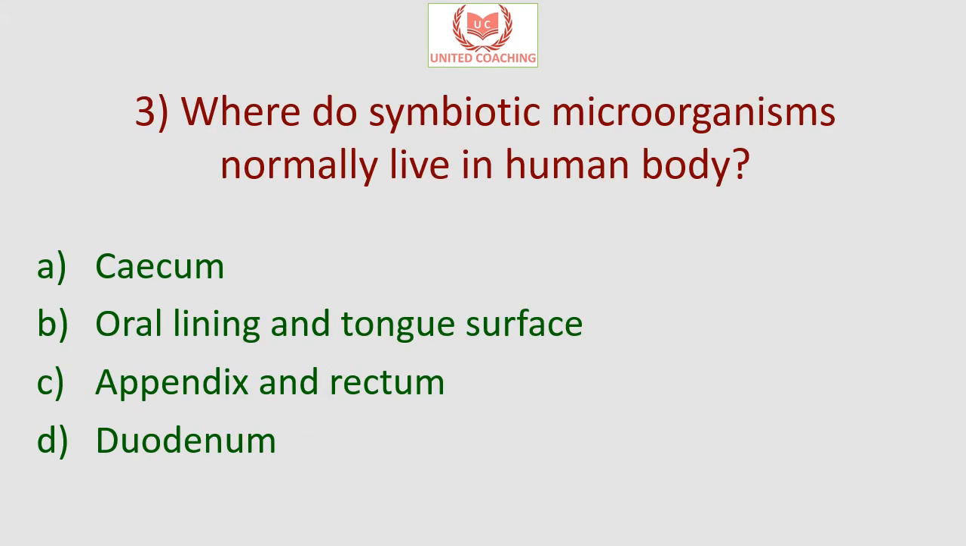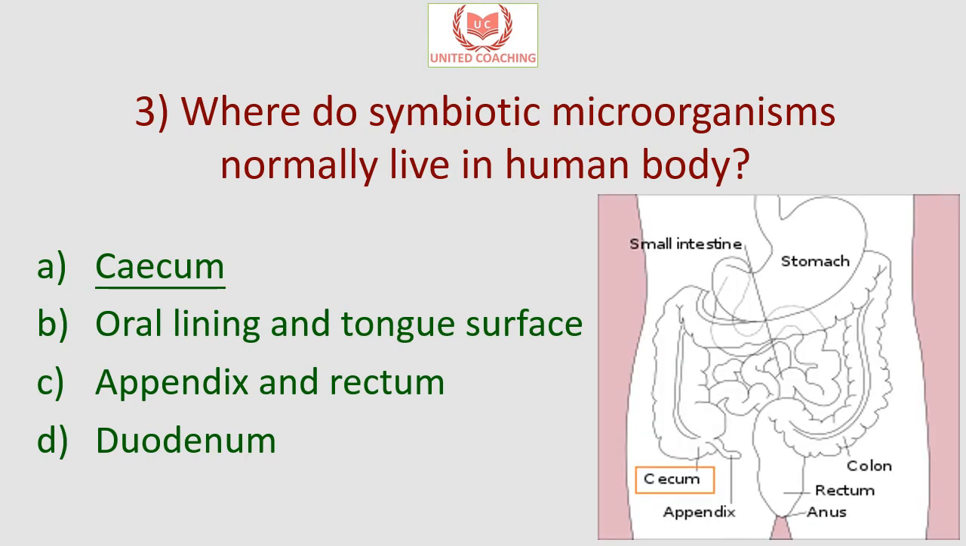Our next question is, where do symbiotic microorganisms normally live in the human body? So is it cecum, oral lining and tongue surface, appendix and rectum, or duodenum? So the answer is cecum. Cecum is the initial part of the large intestine, also known as the colon. Now the colon does not contain digestive glands but harbors a number of microorganisms which feed on the food that is not digested. These microorganisms also produce essential vitamins such as vitamin K and vitamin B complex.